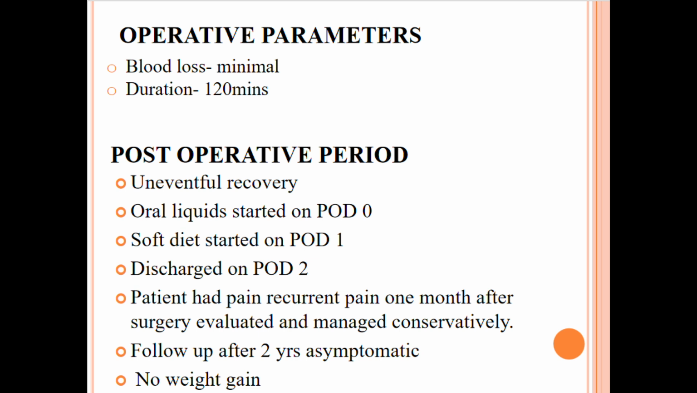Unfortunately, he presented back with pain in the abdomen, and literature also shows that some patients do have recurring pain. So this has to be explained to the patient in pre-operative counseling. Fortunately, it settled with antacids, and also in some patients one has to rule out a psychiatric disorder prior to surgery. They have autodystonia that has to be ruled out. So in this patient also, he had undergone a psychiatric evaluation prior to surgery.